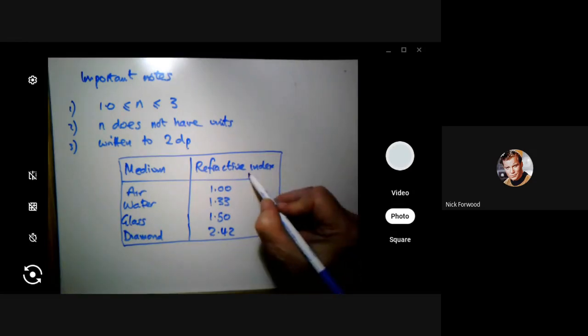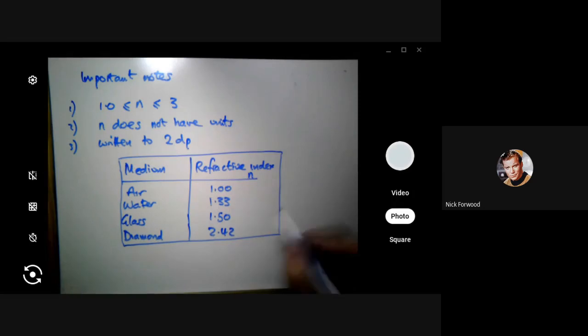Letter n, no units. Okay, 2 decimal places, and all the values for refractive index lie between 1 and 3. The denser the material, the higher the refractive index. The higher the refractive index, the more the light is bent away from the normal when it goes into the material.